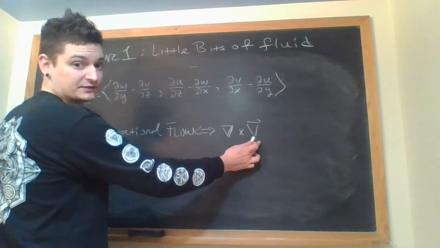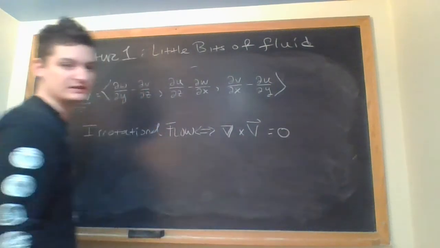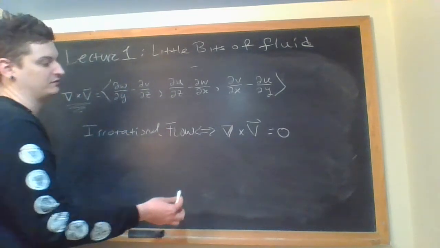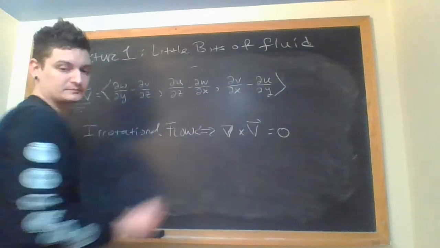if I take the cross product, this would be zero, and that would be component-wise. So this is a zero vector. So irrotational flow is when this is 0, 0, and 0.